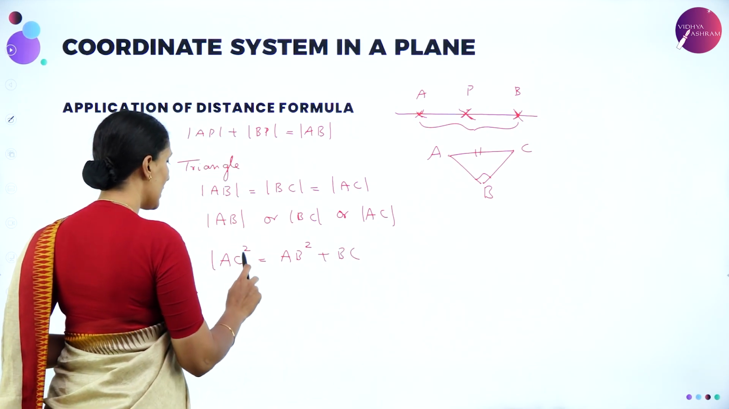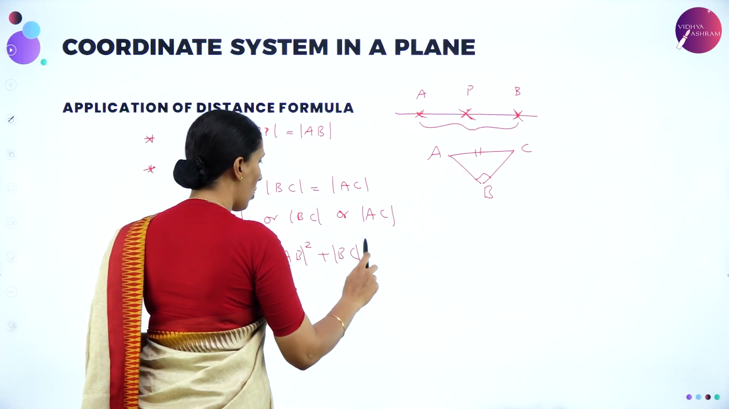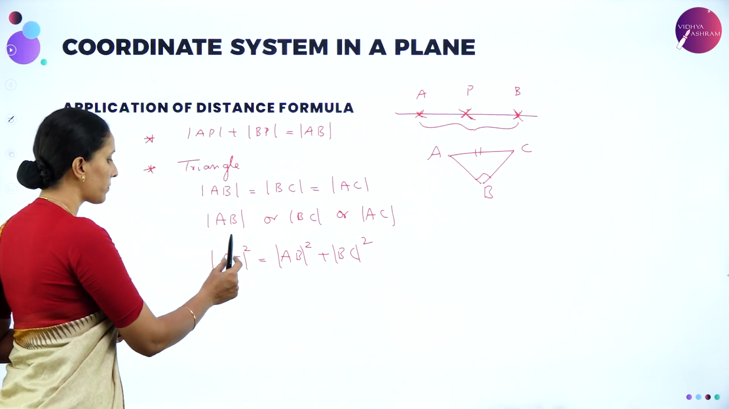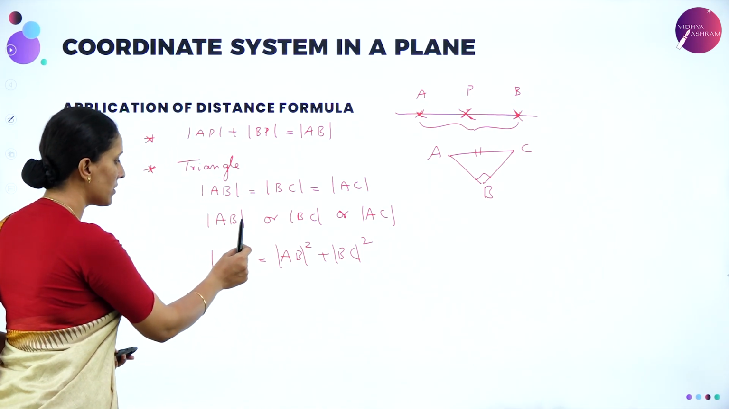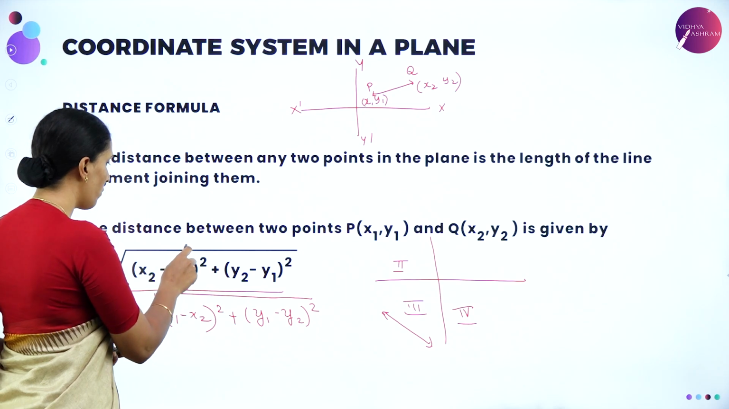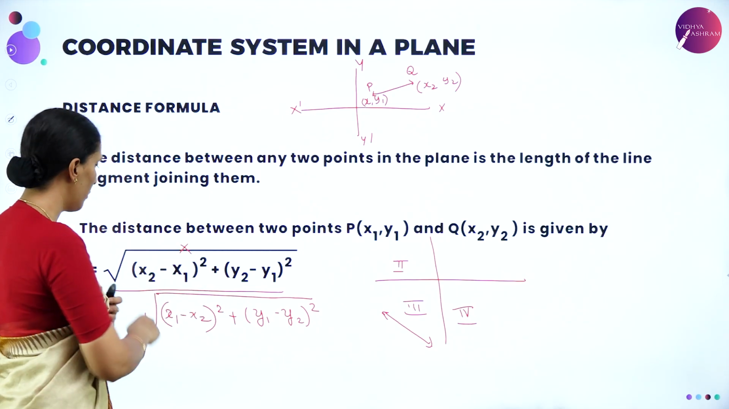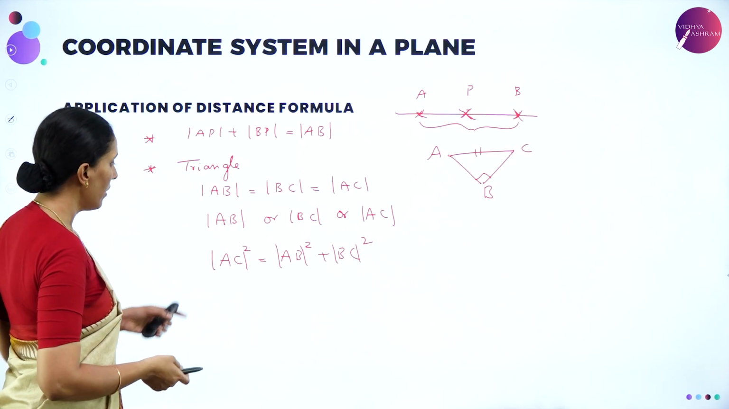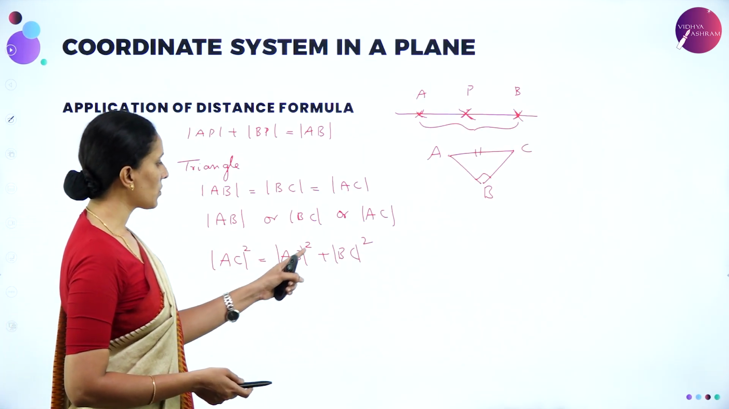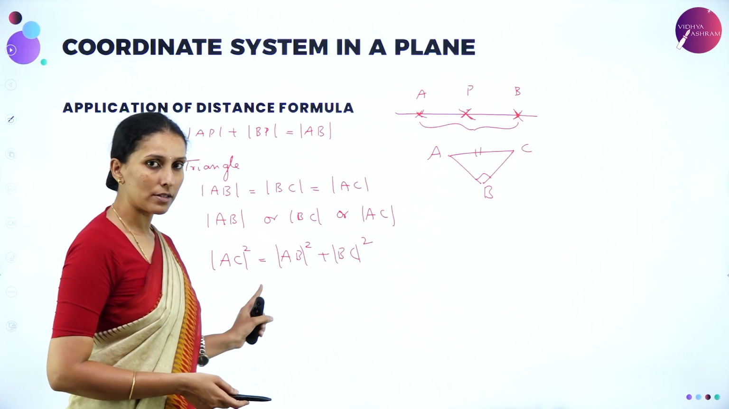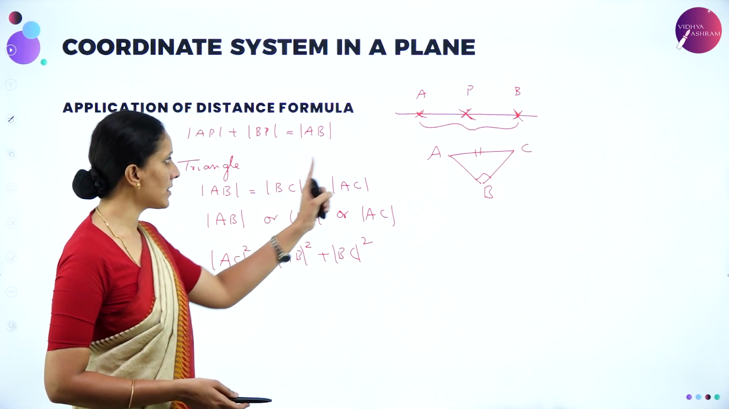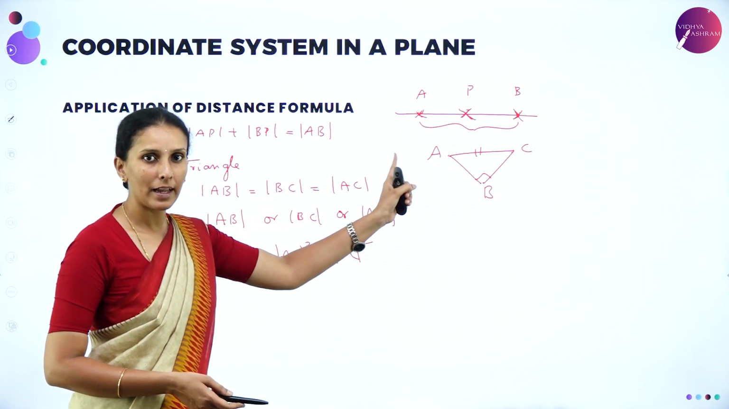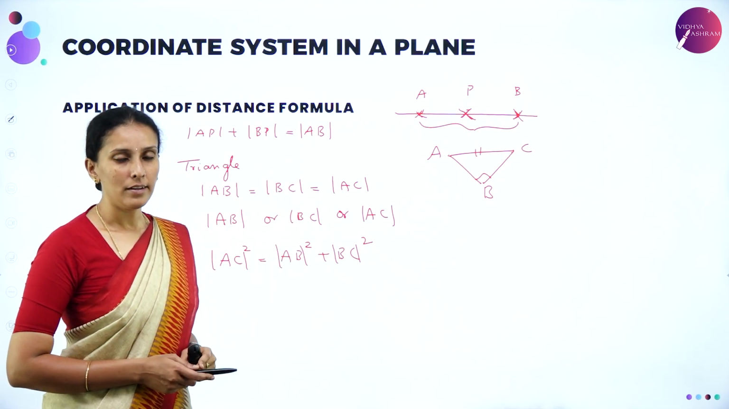So here again AC, AB, BC are all distances. So the same formula, if you square it, then we can write the formula without the square root. So here AC square is equal to AB square plus BC square is the Pythagoras theorem, and if it is satisfied by all these points, then it forms a right angle triangle.